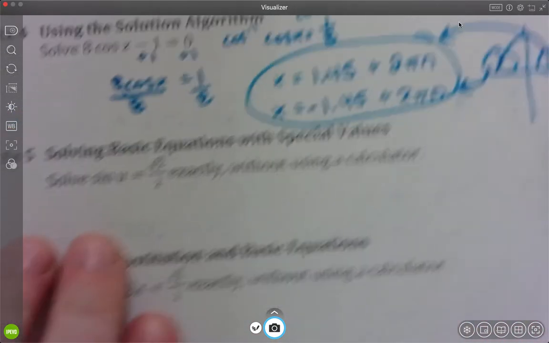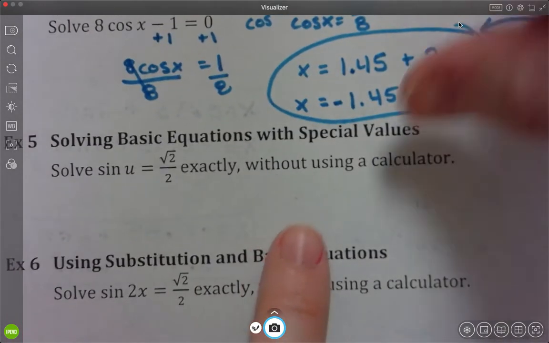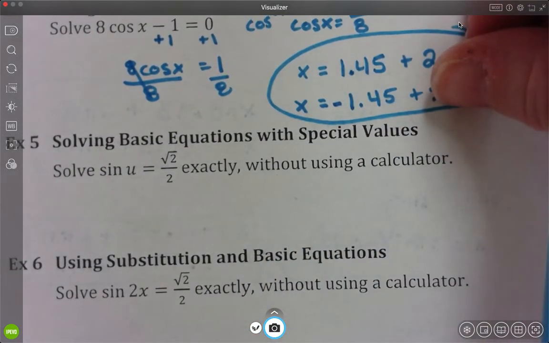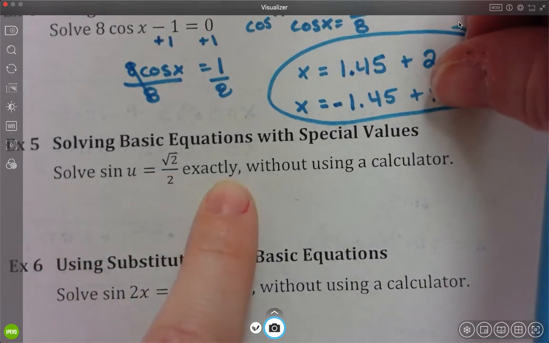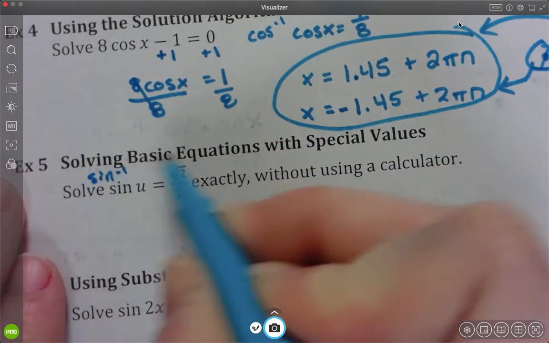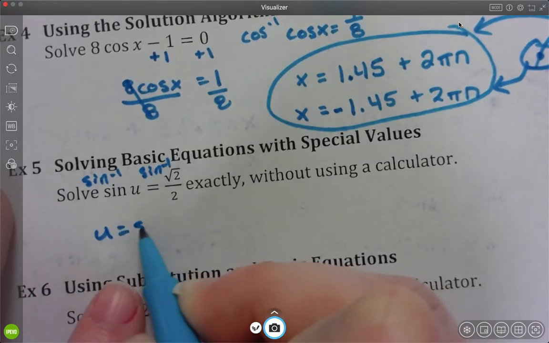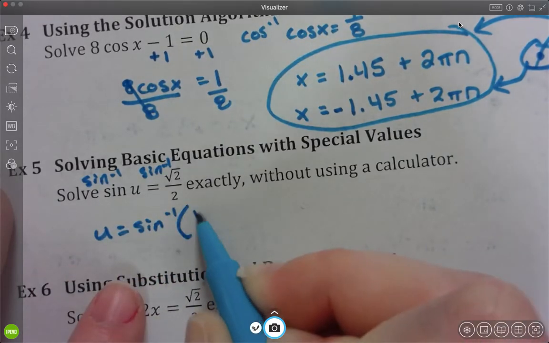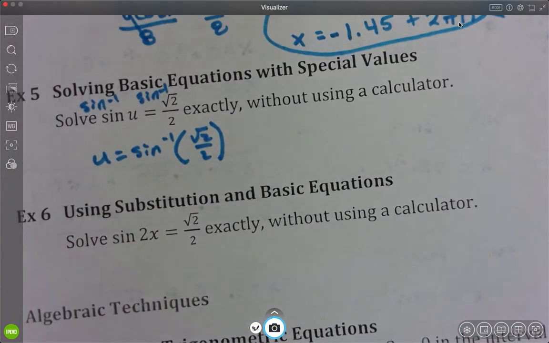Next one, we're going to do without using a calculator. We want to solve sine of u equals the square root of 2 over 2 exactly, without using a calculator. So basically we still take the inverse sine, so u is going to be the inverse sine of the square root of 2 over 2. The reason why they want us to do this without using a calculator is because I have the square root of 2 over 2 on my unit circle.